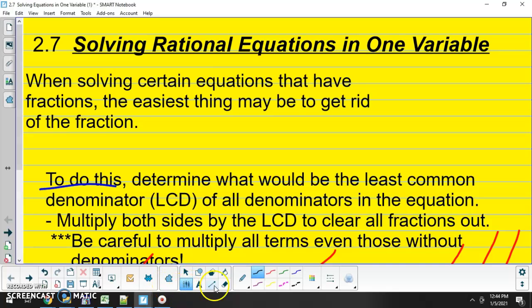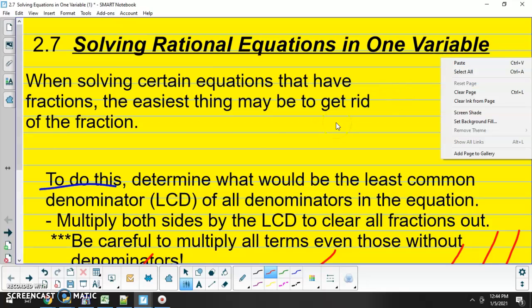Nothing too new, but something that will be very useful maybe for other things that you guys are doing in math here. And that is solving rational equations in one variable. Basically we have equations that have variables and fractions, and how is an easy way to solve it.